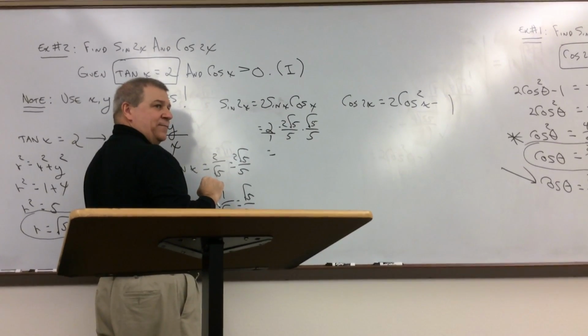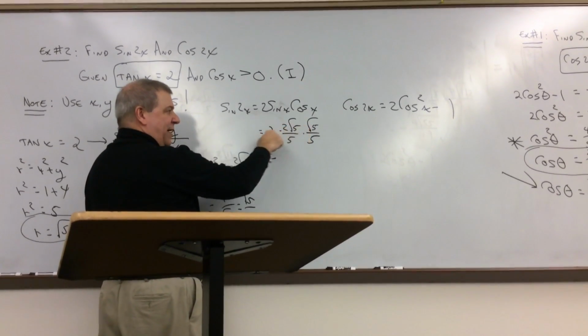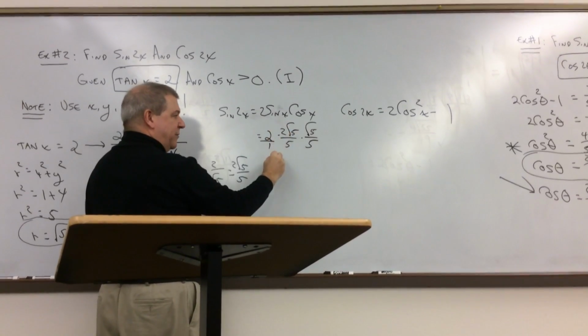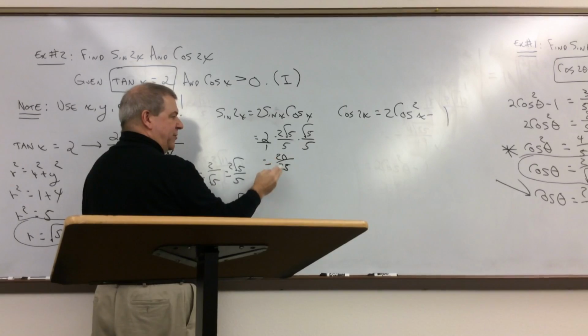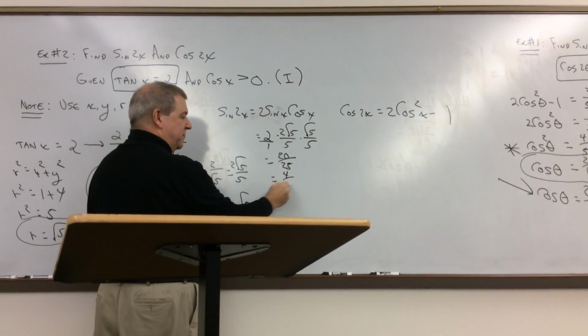Do you see that? Radical 5 times radical 5 is 5. 2 times 2 is 4. 4 times 5 is 20. So it's 20 25ths, which reduces to 4/5.